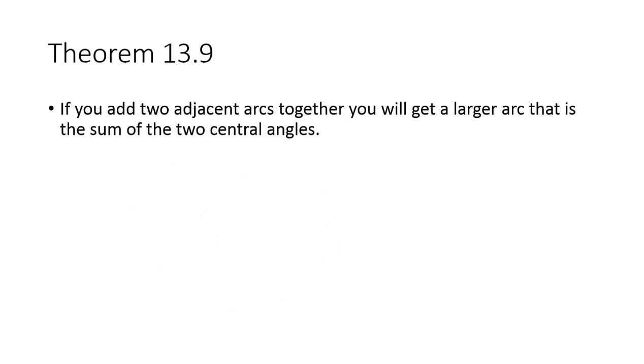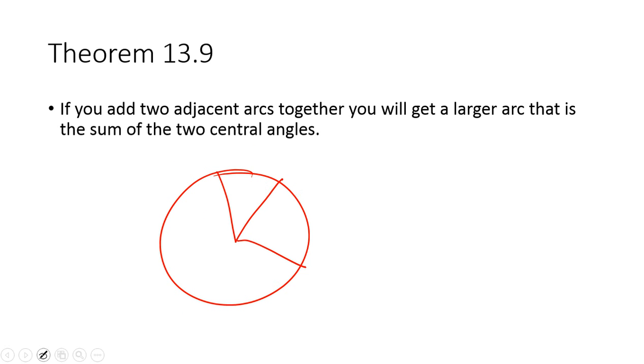Theorem 13.9 states that if you have two adjacent arcs and you add them together, the larger arc is going to be the sum of the central angles. Let's say this was 30 degrees and this was 70 degrees, which means these arcs would be 30 and 70. If I wanted to find the measure of the entire thing, all I would do is add them together. 30 plus 70 is 100. My central angle would be 100, and the arc would end up being 100 also.